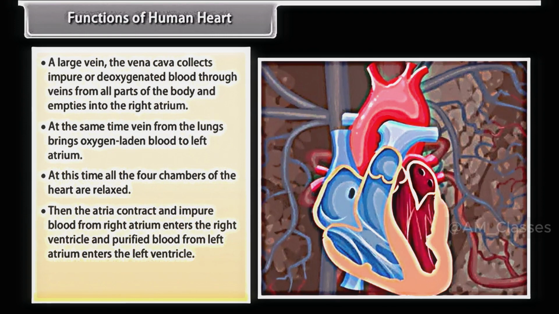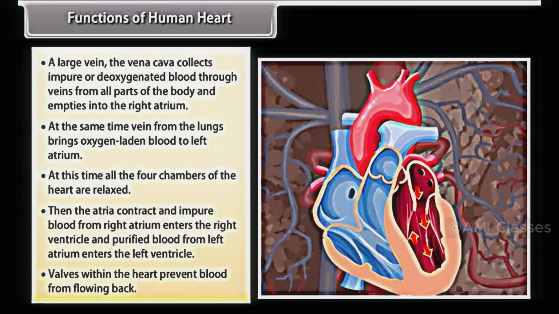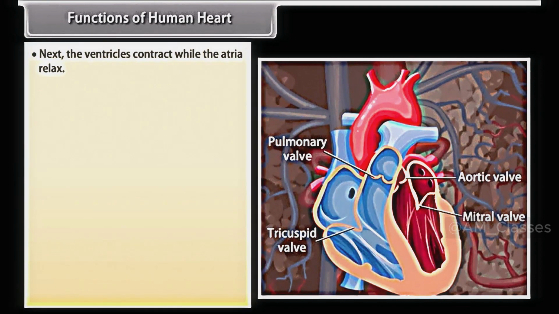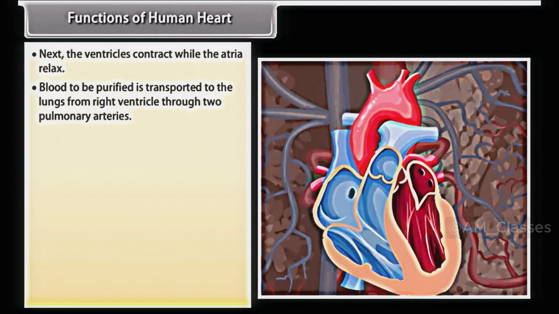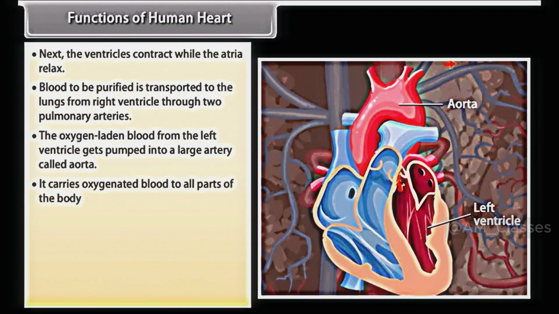Then the atria contract, and impure blood from right atrium enters the right ventricle and purified blood from left atrium enters the left ventricle. Valves within the heart prevent blood from flowing back. Next, the ventricles contract while the atria relax. Blood to be purified is transported to the lungs from right ventricle through two pulmonary arteries. The oxygen-laden blood from the left ventricle gets pumped into a large artery called aorta. It carries oxygenated blood to all parts of the body.